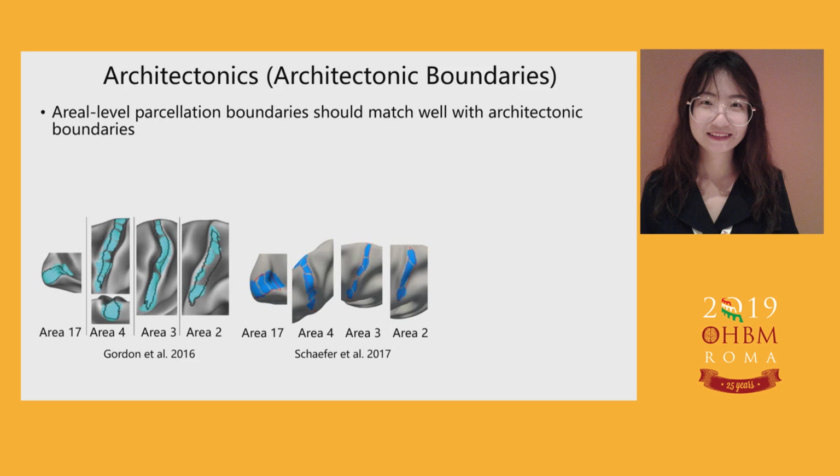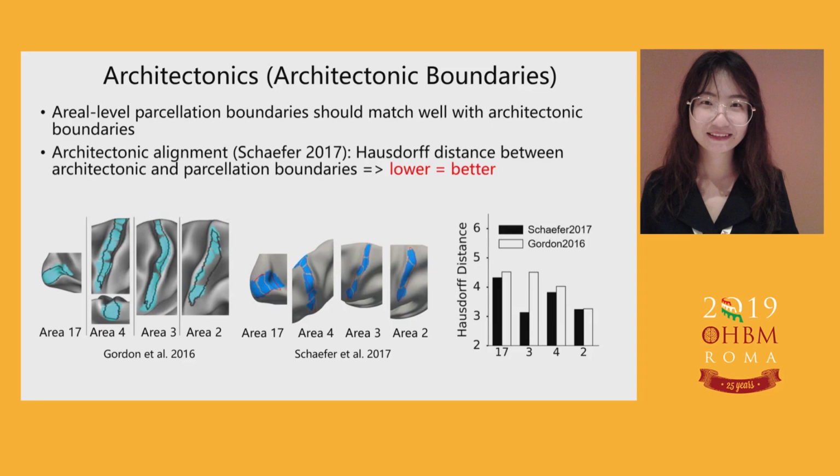with the architectonic boundaries. To quantify these architectonic alignments, we can compute the mean Hausdorff distance between the architectonic and parcellation boundaries. Lower distance means that the parcellation boundaries align better with the architectonic boundaries. This plot shows the architectonic alignment of Schaefer and Gordon parcellation, and we can see that the Schaefer parcellation achieves slightly better architectonic alignment.